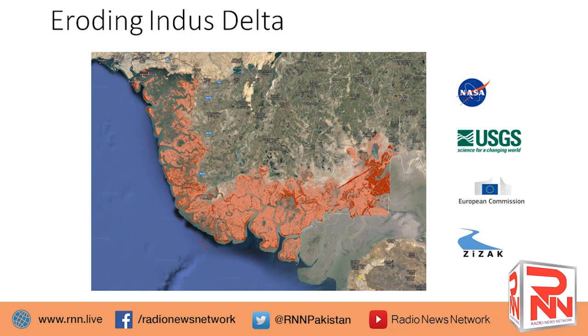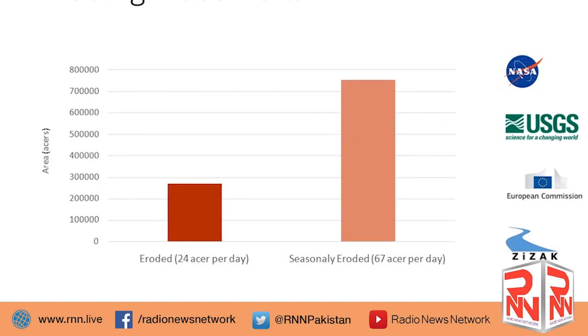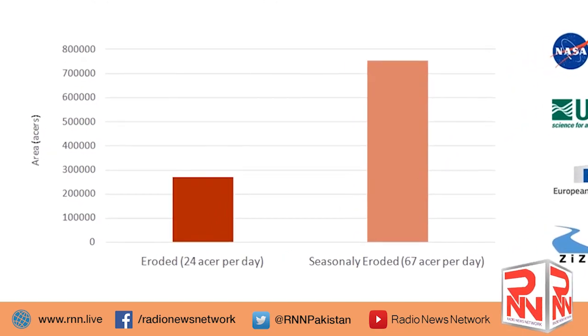There are more consequences. This is the Indus Delta. This is a satellite image, fully processed by my team, and this is what it is. If you look at this picture, the dark red portion is the land which is now permanently under sea. These were the fields of rice. These were the cities. These were the lands of the people. And the one in the light red color is seasonally under sea.